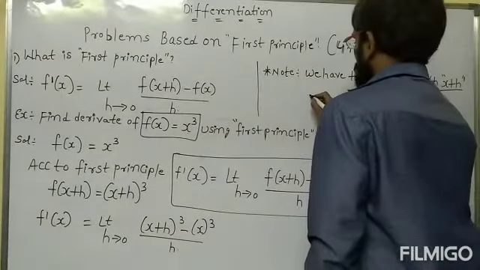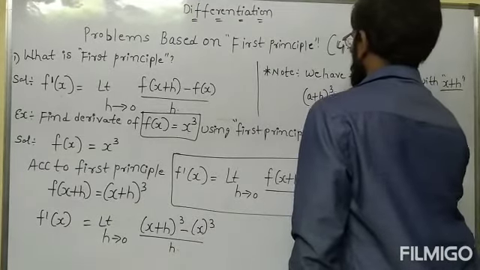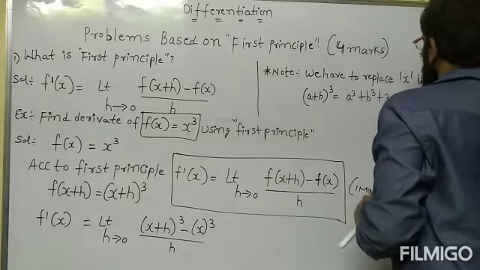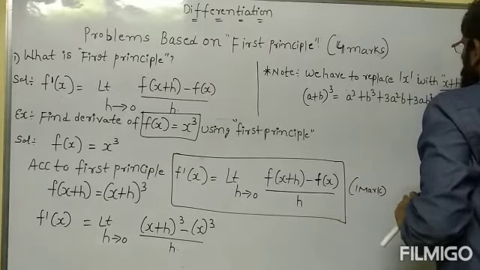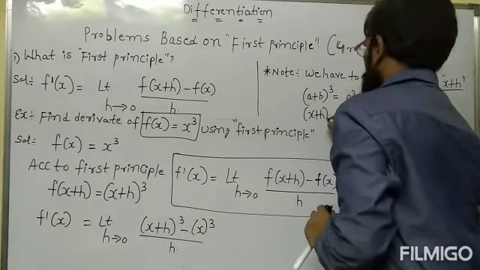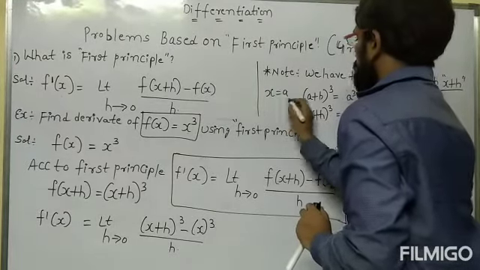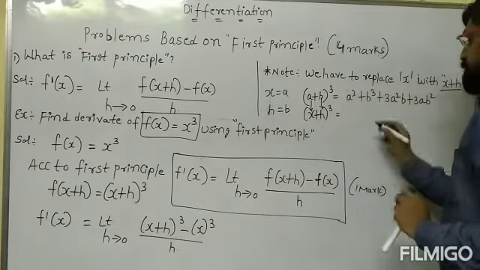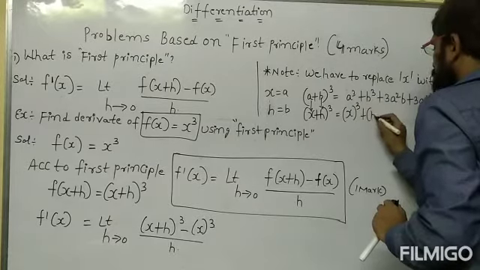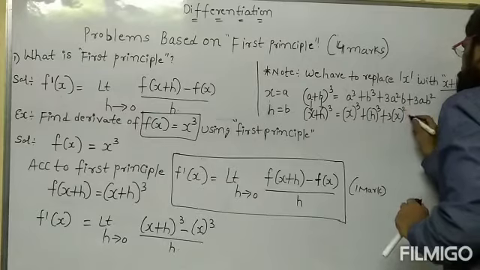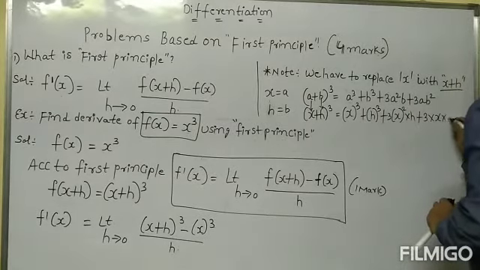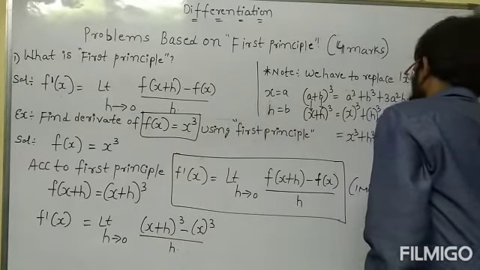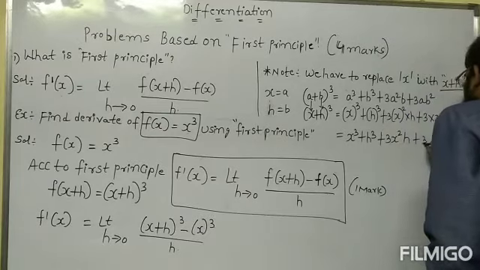X plus h whole cube, it is in the form of a plus b whole cube formula only. It is the form of a plus b whole cube: a cube plus b cube plus 3a square b plus 3ab square. Here x equals to a, h equals to b. Now substitute: x cube plus h cube plus 3 into x square into h plus 3 into x into h square.